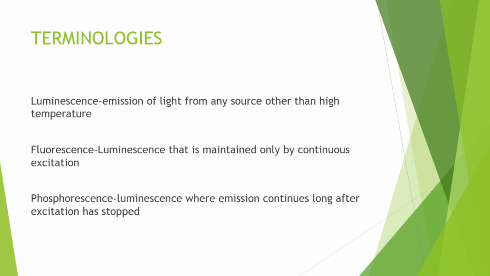Before coming to the principles of FFA, we need to know some terminologies. The first one is luminescence. Luminescence is a property of emission of light from any source other than a heat source. That is, it can be a chemical reaction or an electrical reaction. Fluorescence is the luminescence that is maintained only by continuous excitation, and phosphorescence is the luminescence where emission continues even after the excitation has been stopped.